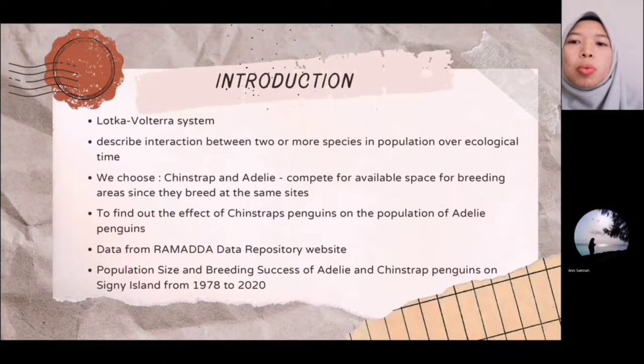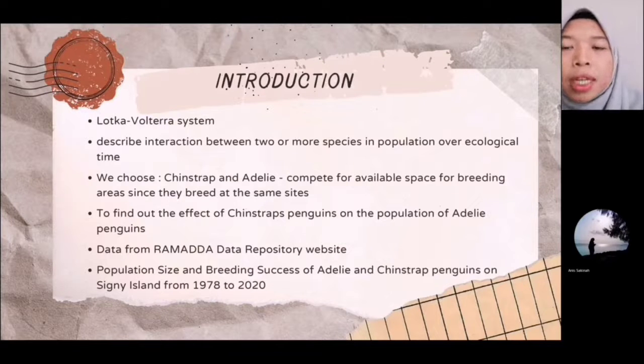Our project is about modeling population of Adelie and Chinstrap penguin on Signy Island. So we use the Lotka-Volterra model. The Lotka-Volterra model is usually used to describe the interaction between two or more species in the population over ecological time. For this project, we decided to model a Lotka-Volterra system, which, to be specific, is the Lotka-Volterra competition model.